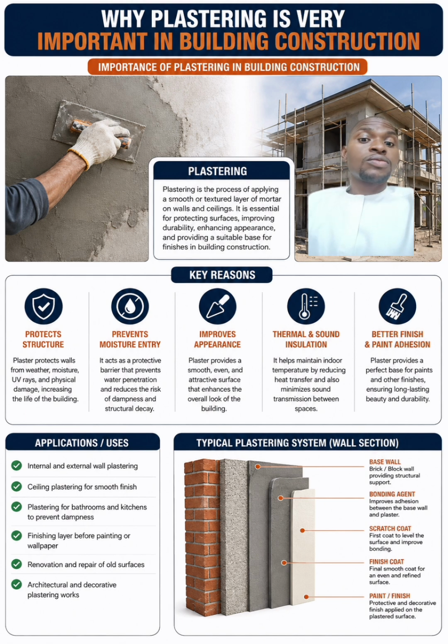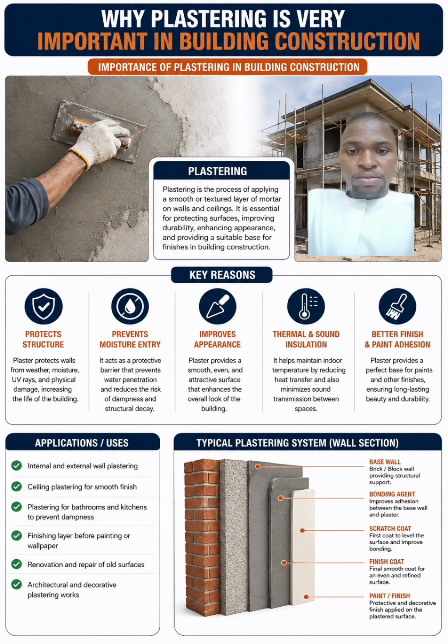So we're going to look at a typical plastering system. So there is a wall section. The first one we have is the wall base, which includes your bricks, then your block work providing structural support. Then we have the bonding agent, which improves adhesion between the base and the wall plaster. Then we have the scratch coat, which is the first coat. Then we have the finishing coat, which is the final smooth coat. Then we have the paint or finish, which is a protective and decorative finish applied on the plastered surface.